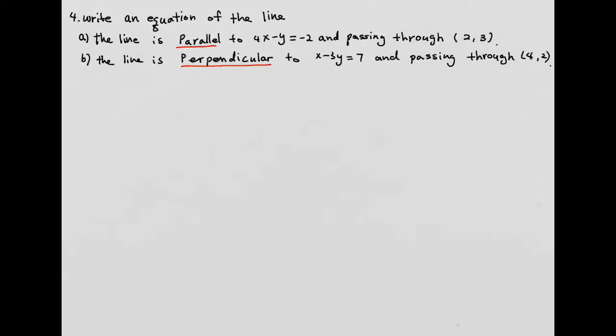We know that when finding equations, you have to have a slope and a point, right? We do have a point for both problems, but one thing is missing, which is the slope. So how are we going to find the slope? When it's parallel to the equation, it means that you're going to have the same slope. And when it's perpendicular to the equation, you're going to have the negative reciprocal slope. So using that definition, let's try A first.